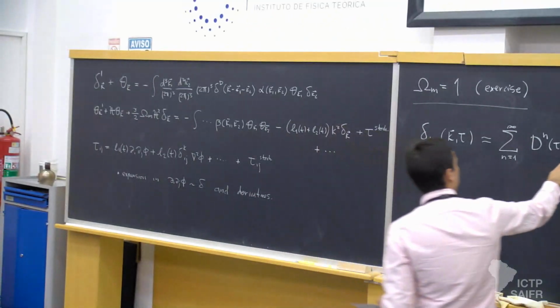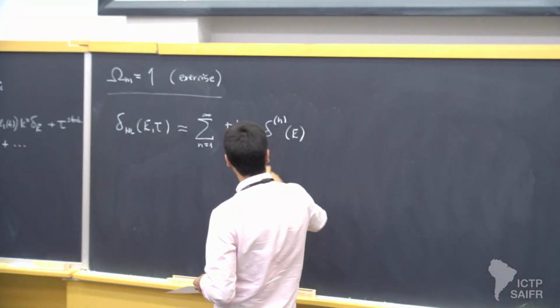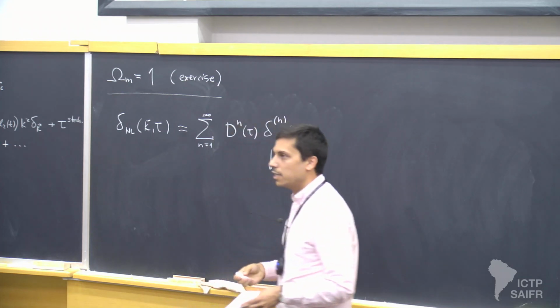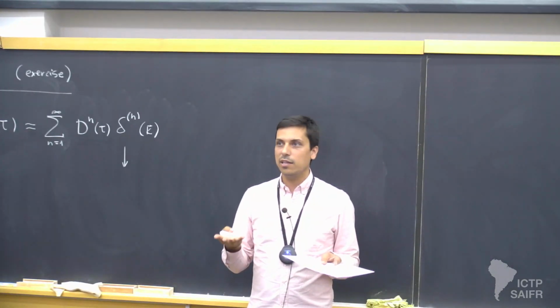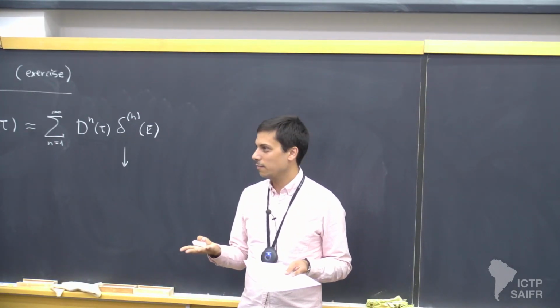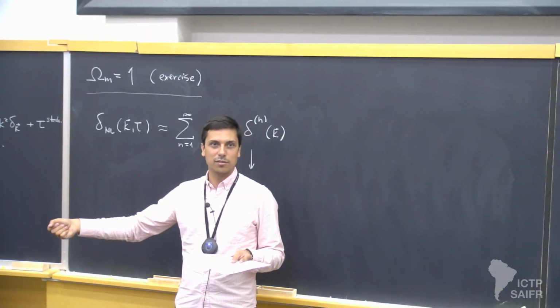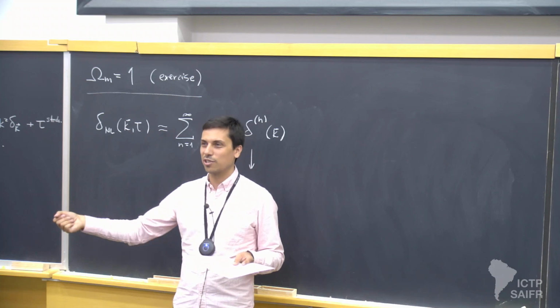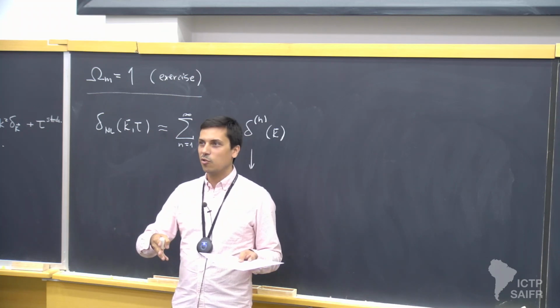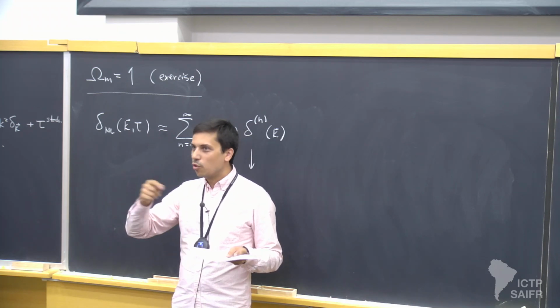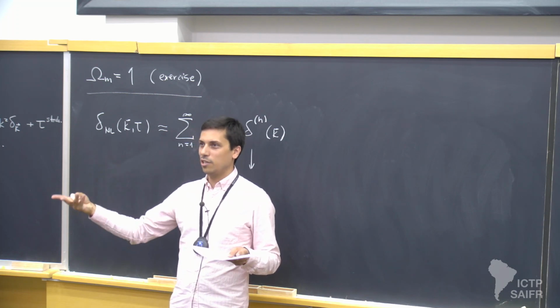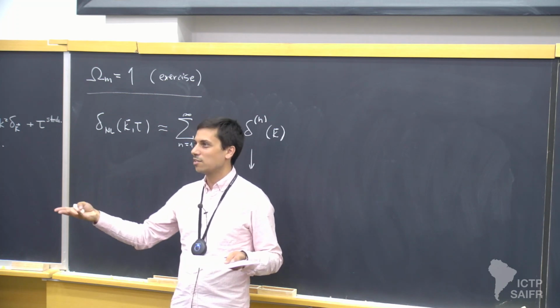So what is this nth order solution? Each of these basically depends on n initial fields. For example, the linear field is just proportional to the initial density field with the growth factor proportionality. The second order field will be proportional to some convolution in Fourier space of two initial density fields. The third order will be three initial density fields, and so on.